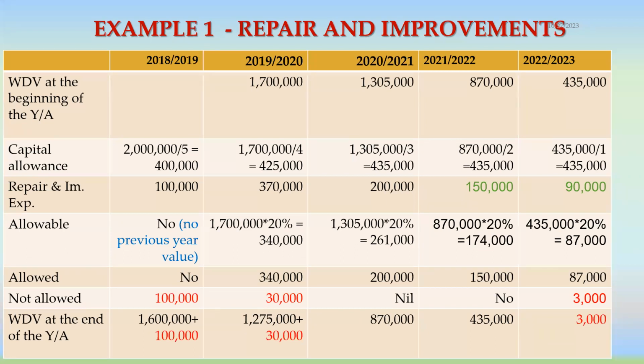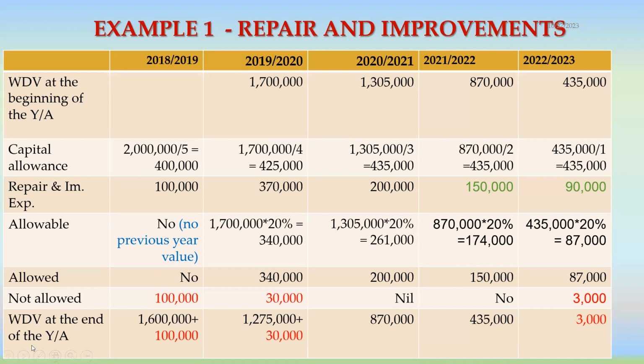How do we calculate? The formula is 20% of the written down value of the previous year. So in this case, for an asset purchased in the year of assessment 18-19, that asset has no previous year. We purchased it in this year. Therefore, there is no previous year. If there is no previous year, we can't apply that formula, because the formula is 20% of the previous year written down value.